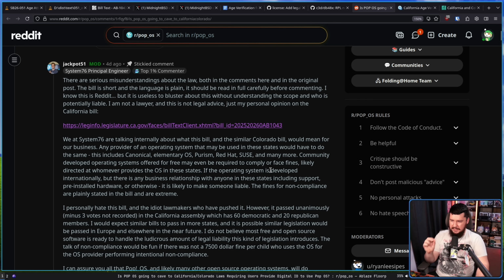If the operating system is developed internationally, but there is any business relationship with anyone in these states, including support, pre-installed hardware, or otherwise, it is likely to make someone liable. The fines for non-compliance are plainly stated in the bill and are extreme. There are a few $1,000s per case.